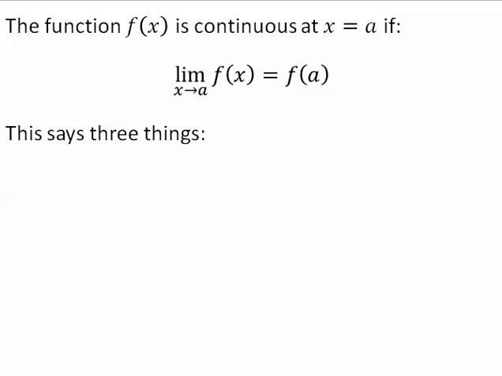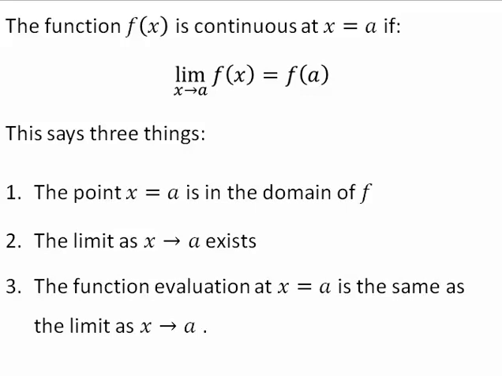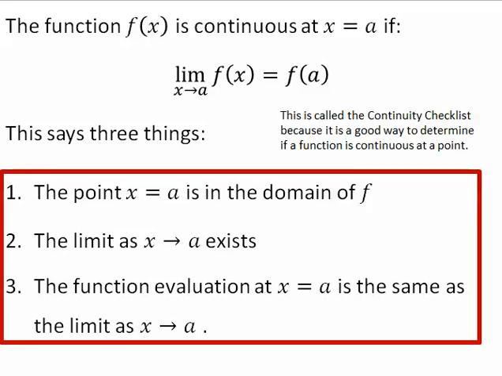This really says three things. First of all, it says that the point x equals a is in the domain of the function f. It also says that the limit as x approaches a, that limit exists. And then lastly, it says that the function evaluation at a is the same as the limit. This is called the continuity checklist because it is a good way to determine if a function is continuous at a point. Let's do an example.